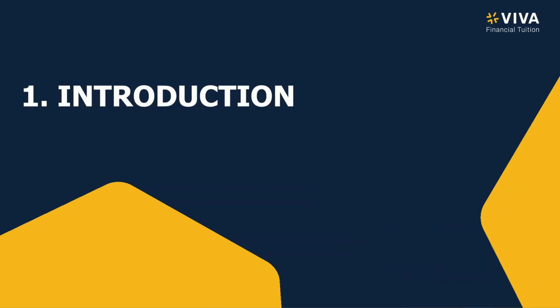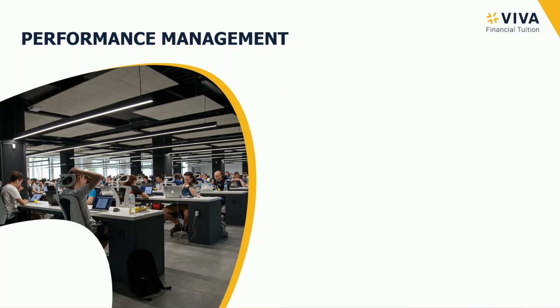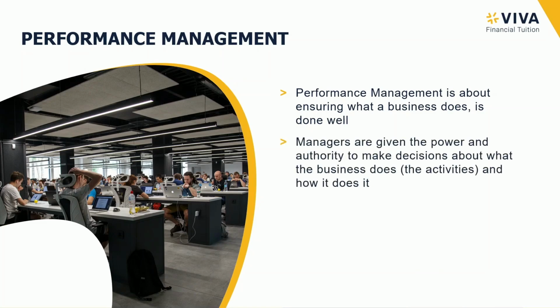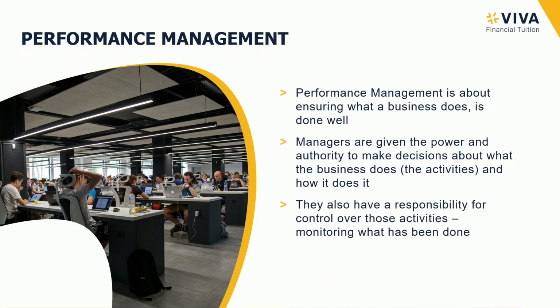Section 1, Introduction. Performance management then ensures that businesses' activities are executed effectively. Managers then are empowered to make decisions regarding the activities and the methods of their business. They get to choose how the business operates. Managers then are responsible for overseeing and monitoring the execution of these activities within their business there.